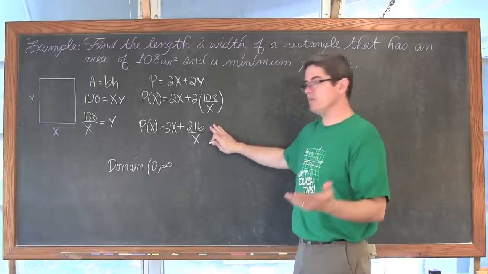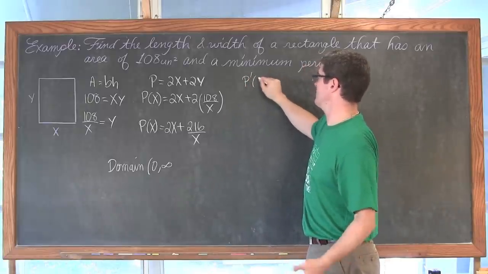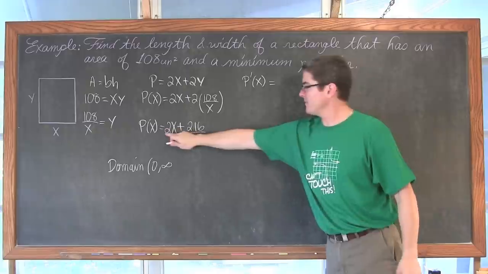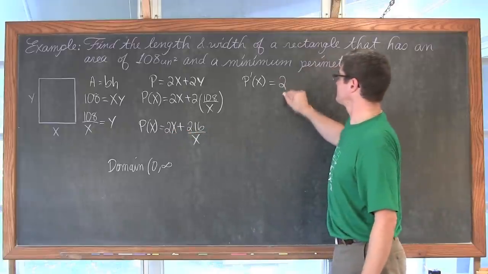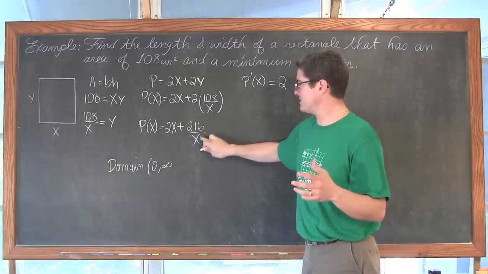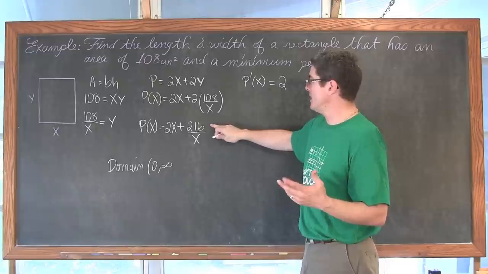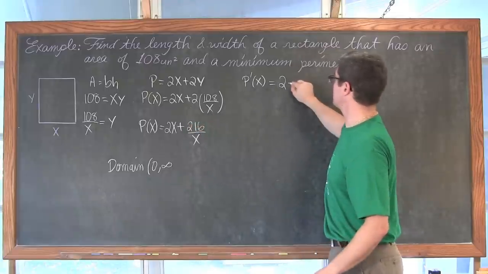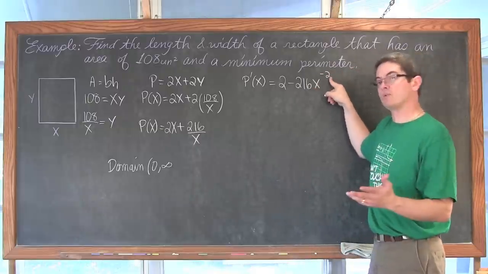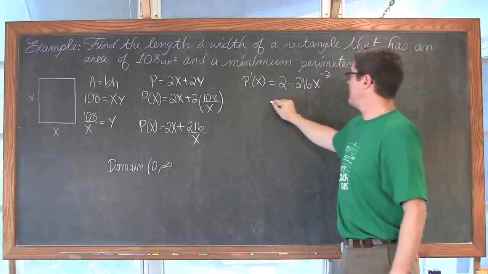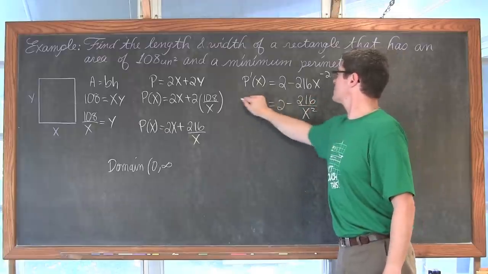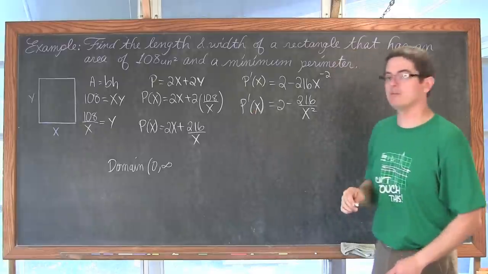So our derivative of this is p prime, or the derivative of p of x, is equal to, well, 2x just becomes 2, and I can rewrite this or just temporarily think of this as 216 times x to the negative 1 to bring that up. So negative 1 times 216 is negative 216 times x to the negative 2, because I need to reduce that exponent by 1, or we can write this as 2 minus 216 over x squared, and that's p prime of x.